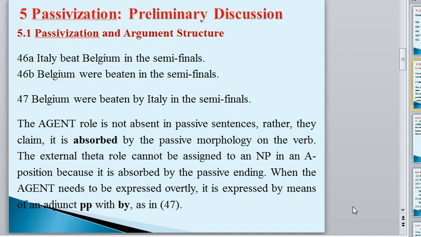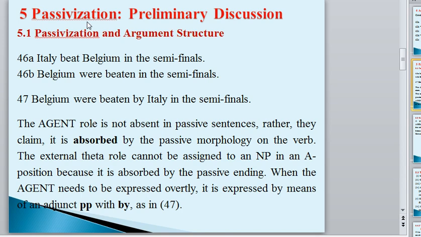As you know, in the previous sessions we talked about the case system, the nominative and accusative case system, the case filter, and other parts related to the case system. In this session, I want to talk about other parts of the case system. The first structure I want to talk about is passivization.